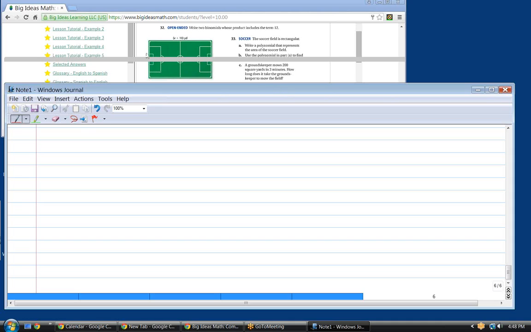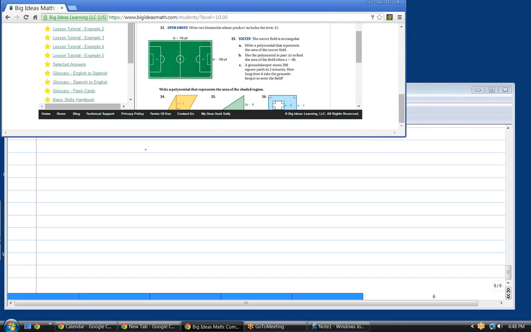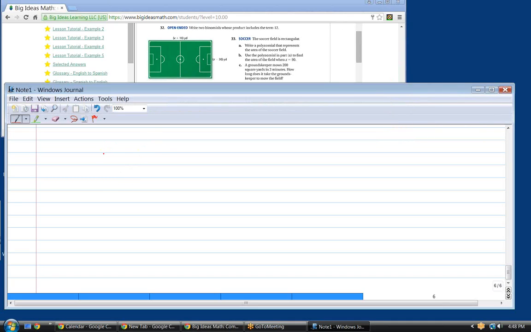The soccer field in this picture is rectangular. Write a polynomial that represents the area of the soccer field. Well, you would have to multiply the two polynomials on the label. I was missing one. My x minus 30 was covered up in my picture. For a second there was a note over it or something.